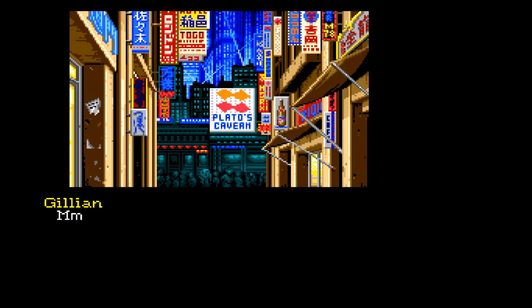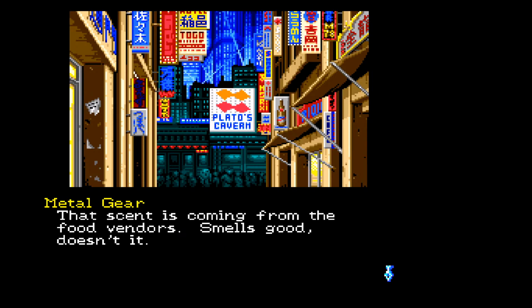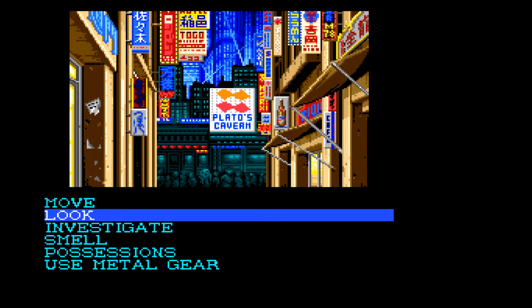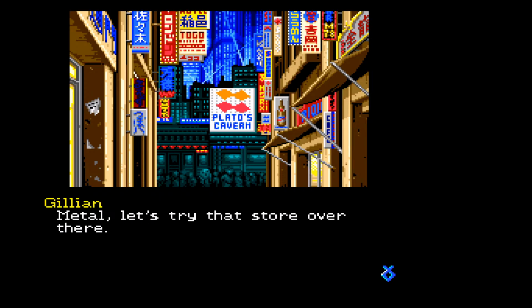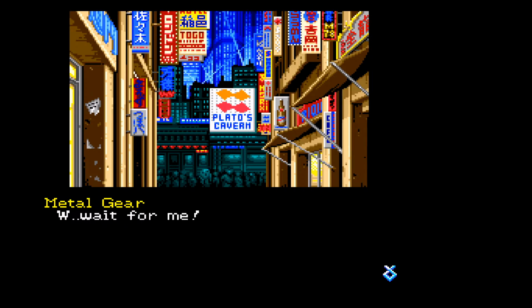Smell. That's a unique option. Smells good. That scent is coming from the food vendors. Smells good, doesn't it? Okay, well, let's enter the store. Metal, let's try that store over there. Wait for me!